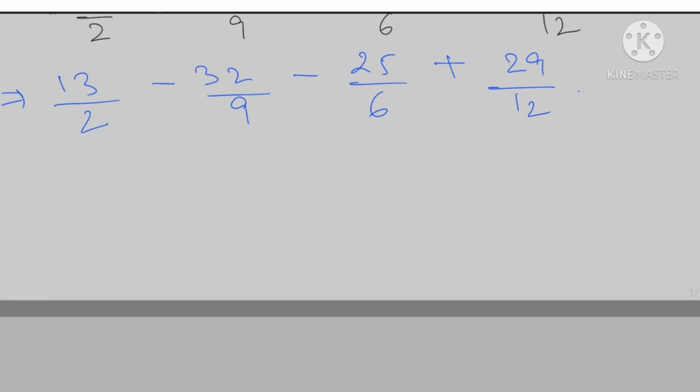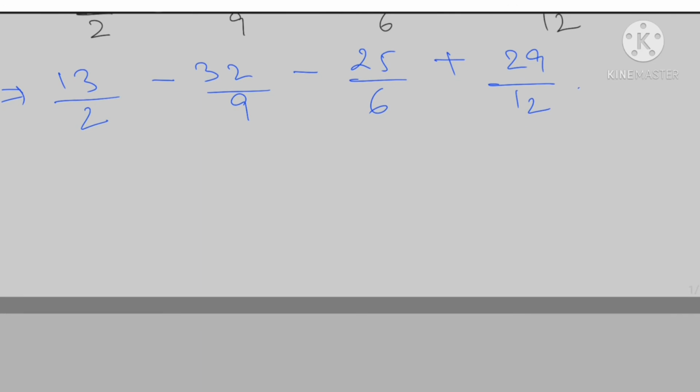Okay, now from here we'll just take out the LCM. Now I'm just not showing you the LCM part, but the LCM to this will be 36. Okay, now you all can pause the video and you can take out the LCM and then play the video after that, but for me 36 is the LCM.